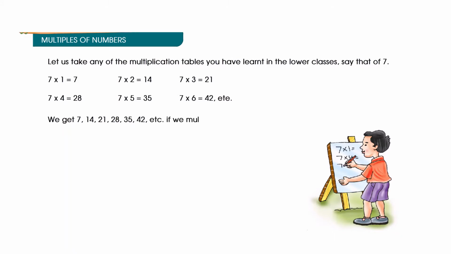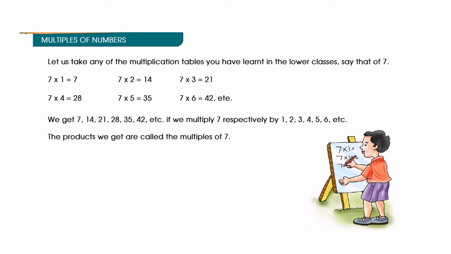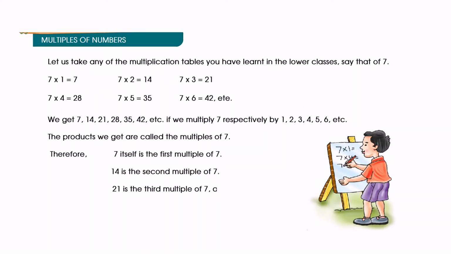We get 7, 14, 21, 28, 35, 42, etc. If we multiply 7 respectively by 1, 2, 3, 4, 5, 6, etc., the products we get are called the multiples of 7. Therefore, 7 itself is the first multiple of 7. 14 is the second multiple of 7. 21 is the third multiple of 7, and so on.